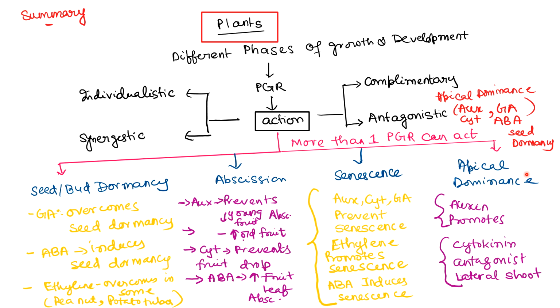Next is apical dominance. See, auxin promotes apical dominance, and cytokinin is antagonistic and it overcomes apical dominance and helps in production of the lateral shoot. So in summary, all the different plant growth hormones act in different ways in different phases of growth and development of the plants. So with this, we complete the plant.